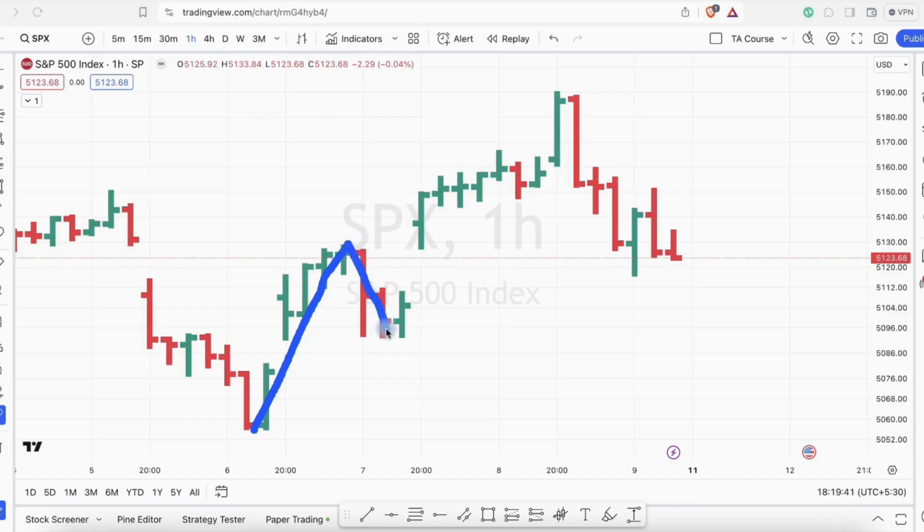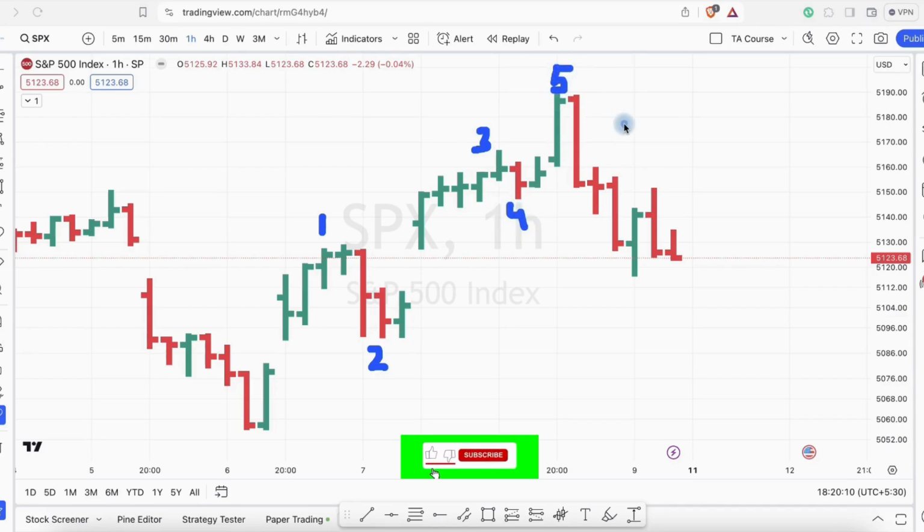Then we have red, a counter trend move, which is wave 2. Then we have another up move, which is wave 3. And then we have a down move, red bar, wave 4. And then we have an up move. So this essentially becomes your 1, 2, 3, 4, 5. So this is your up move. Now, once this 5-wave move up is over, we are in a counter trend move, which is ABC.